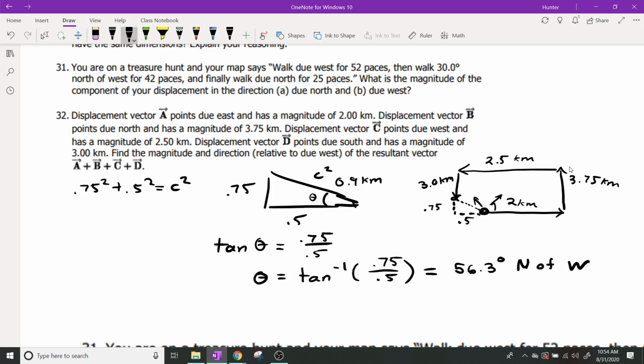Now we have to make sure that we say north of west and not just northwest, because northwest specifically talks about 45 degrees, like right smack dab in the middle. So if you say northwest, you're talking about 45 degrees north of west. So we have to say 56.3 degrees north of west because we're not really talking about northwest. We're talking about starting at the west position and then going 56.3 degrees up that direction. Okay?